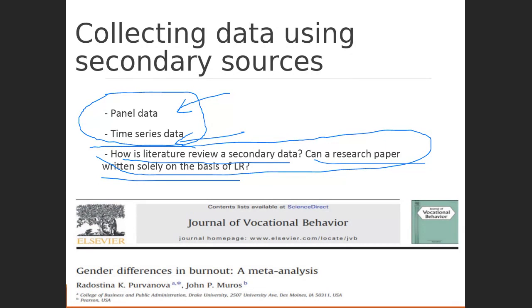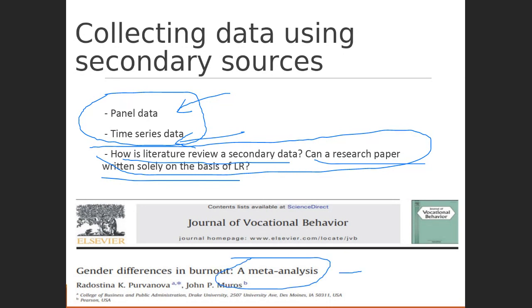For instance, the example mentioned in your slide is a meta-analysis focusing on male-female differences in burnout. These researchers analyzed the findings of 183 previously published research papers on the topic of burnout, and they tried to find out how the effect of burnout on genders is reported. So a meta-analysis can also be a source of your secondary data.